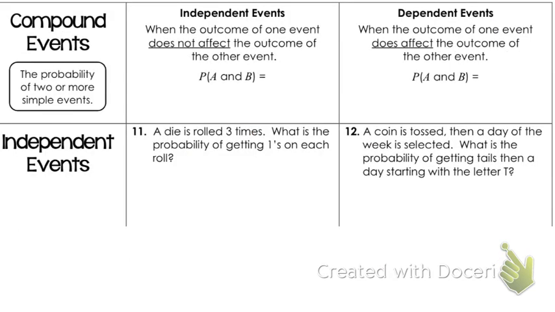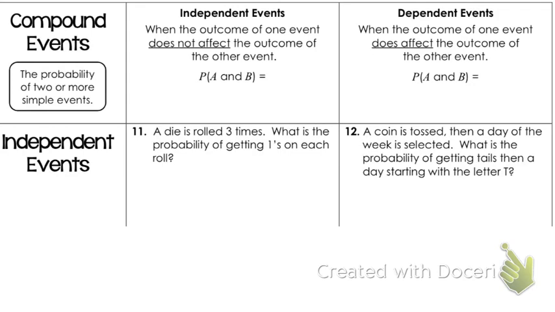Continuing on. Compound events. Compound events are different than simple events. Compound is 2 or more simple events. Okay, so we have independent and dependent events. I don't think it's that hard, okay? Compound events are saying that, hey, more than one event's happening. You do this and this.